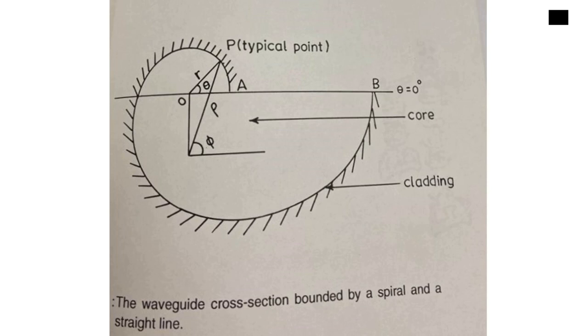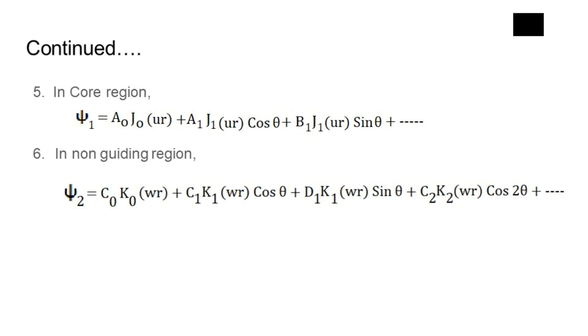Therefore, if psi 1 and psi 2 are the solutions in the core region and in the cladding region, you can see it in the picture. Psi 1 is equal to A0 J0(UR) plus A1 J1(UR) cos theta plus B1 J1(UR) sin theta plus A2 J2(UR) cos theta, and so on. And psi 2 is C0 K0(WR) plus C1 K1(WR) cos theta, and so on. Basically psi 1 and psi 2 are in terms of the Bessel function and the modified Bessel function.